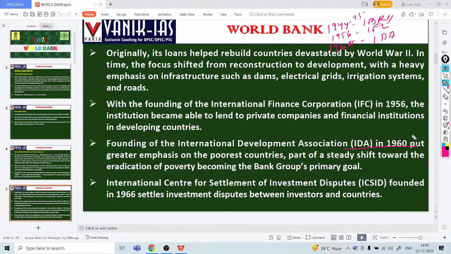Okay. When IDA was created, see, IFC was created to lend to the private sector. But when IDA was created, it was created with the purpose to provide fund to the poor countries. Fine. Poor countries were provided funding through the IDA, International Development Association.